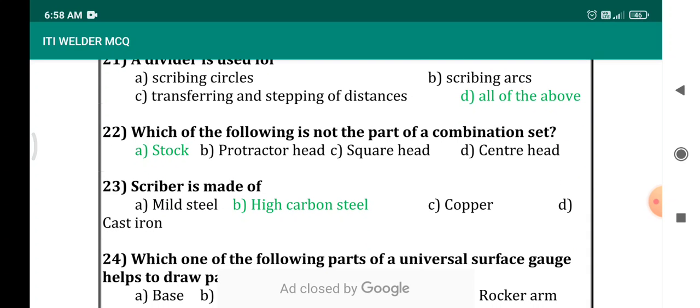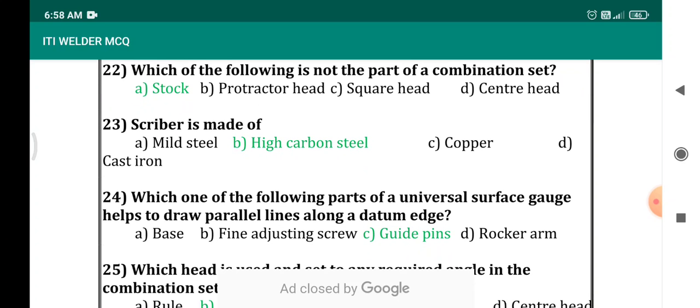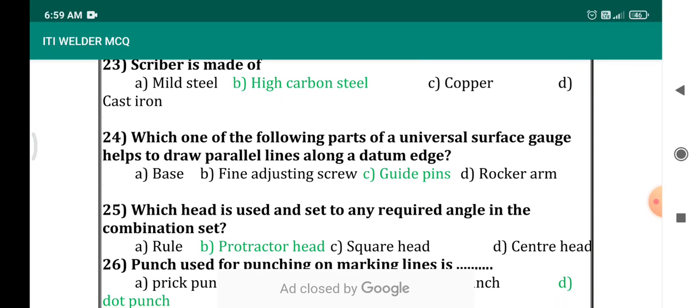Which of the following is not part of combination sets? Stock. The parts are protractor head, square head and center head. The scriber is made up of high carbon steel. Which of the following is a part of universal surface gauge? Which one of the following parts of universal surface gauge helps to draw parallel lines? That is called a gate pin.